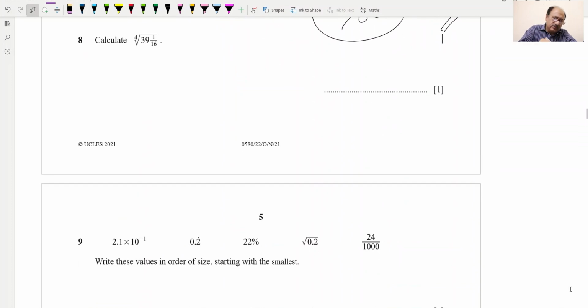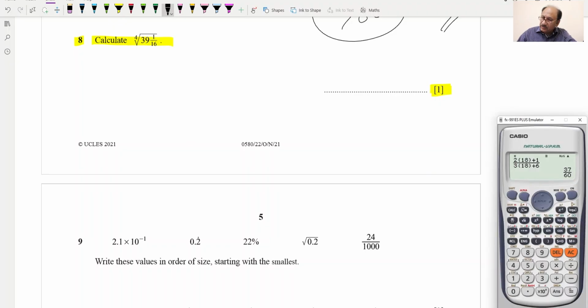Now this is question number 8, which is 1 mark. This is a calculator usage question, so we can use calculator for this because there is no restriction for this.